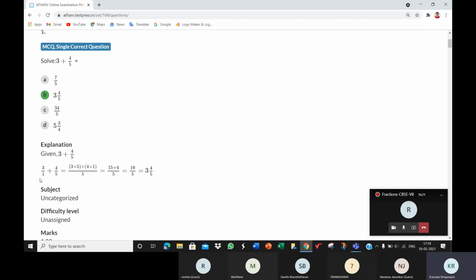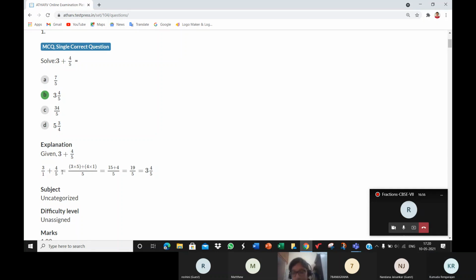Now the LCM. We know that we can add or subtract only like fractions, but these fractions are unlike. They have different denominators. So we need to find the LCM of 1 and 5, which is 5 itself. And then the common denominator is 5. 1 into 5 is 5. So multiply 5 to the numerator, 3 into 5. That's what you see here.